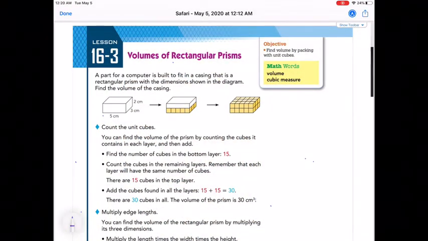We are on lesson 16.3, volumes of rectangular prisms. So this lesson is going to be on finding the volume of a rectangular prism, right? What we already know is how to find area. Area equals what? Equals length times width.